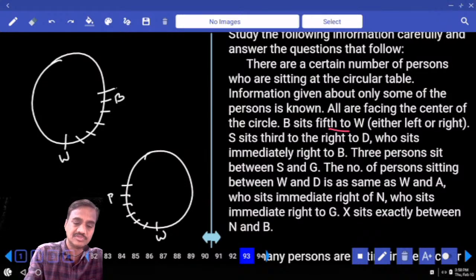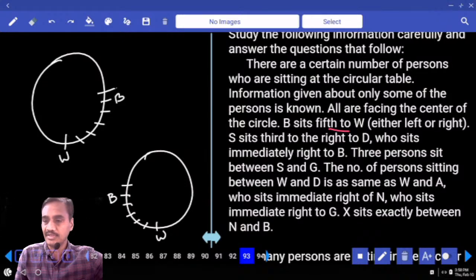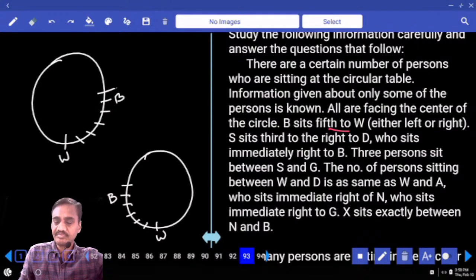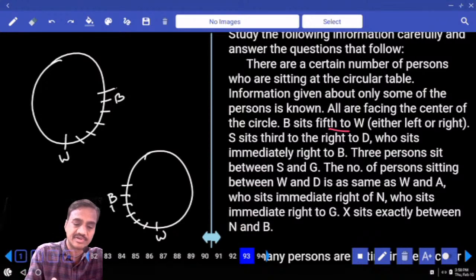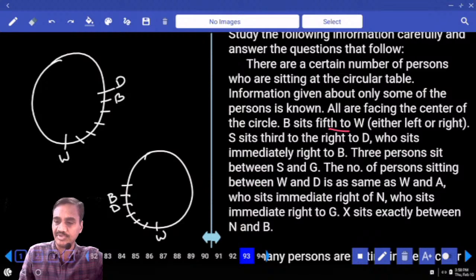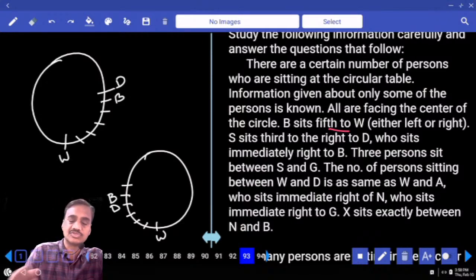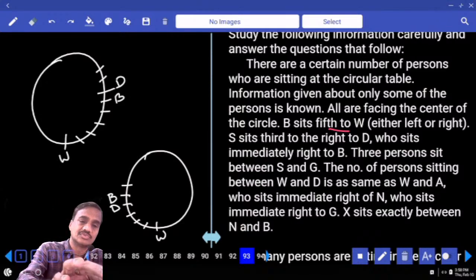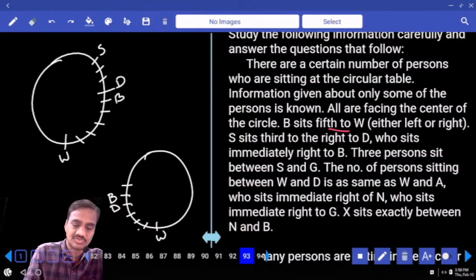Now here again, B sits 5th to the right of W. And S sits 3rd to the right of D. D sits to the immediate right of B. Now D is to the immediate right of B. Then whatever this is, S sits 3rd to the right of D. 1, 2, 3. And S sits 3rd to the right of D.